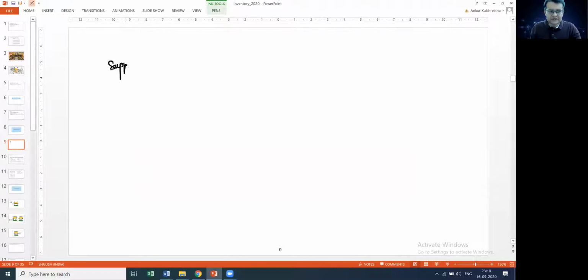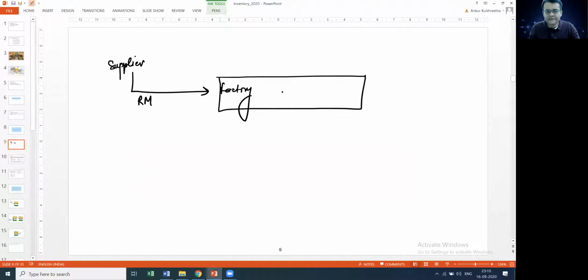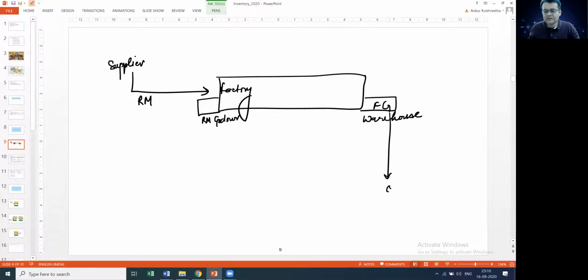Of course, in case of import transactions, this could be a little more complicated. But here is a very simple value chain that you might want to use. Here is a supplier who supplies some kind of a raw material. We manufacture goods. This is our factory. My raw material godown is here, and my finished goods warehouse is here. And from here it goes to the customer, and you have outbound logistics and all.